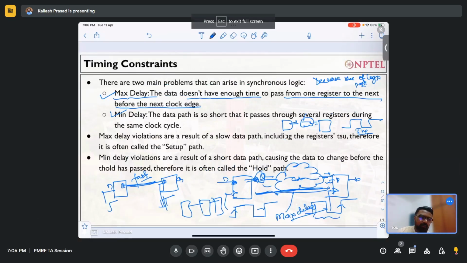Now, do you have any other solution? If you don't want to change the path, suppose the path is fixed, the hardware is fixed. You have made a chip out of it, you have fabricated a chip. Now, what can you do if there is a setup violation? What is the easiest way?